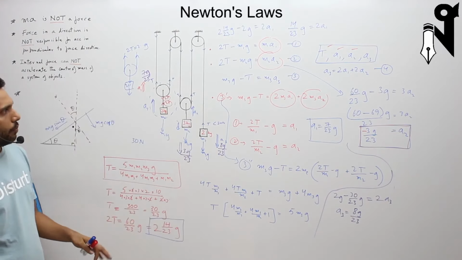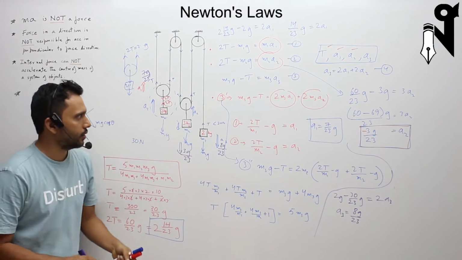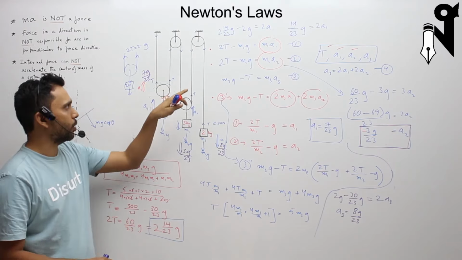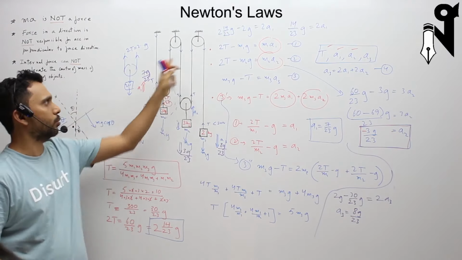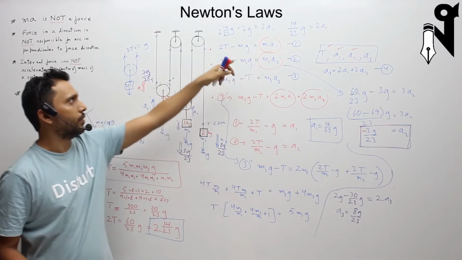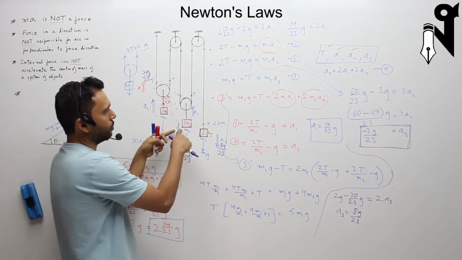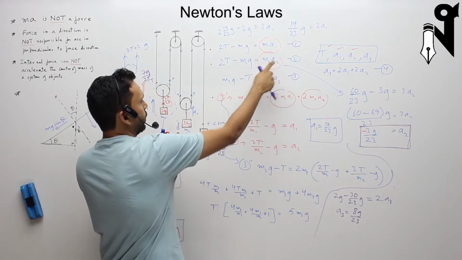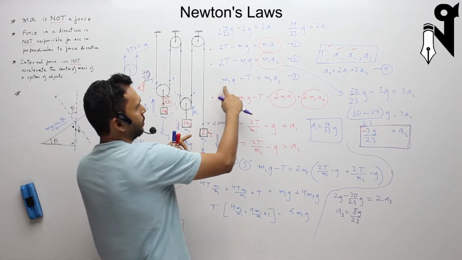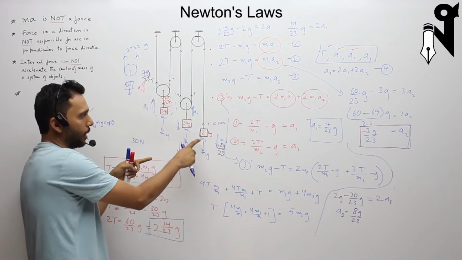So this is the situation. Now, before I go on to the analysis, just a recap of the steps. First we wrote an equation for this mass, M1: 2T minus m1g is equal to m1a1, the acceleration of that one. Next we wrote the equation for the 3 kg mass, with m2a2, a2 being the acceleration of this one, and for m3 we wrote with acceleration a3 being the acceleration of that one.